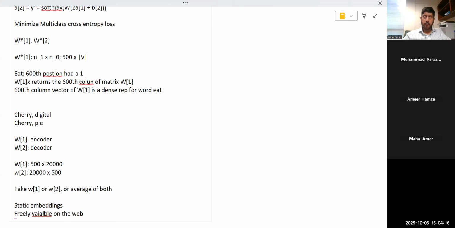So you can search for embeddings for Urdu, you can search for various embeddings for English, and you can download them from the net and use them in your application. There will be of various sizes.